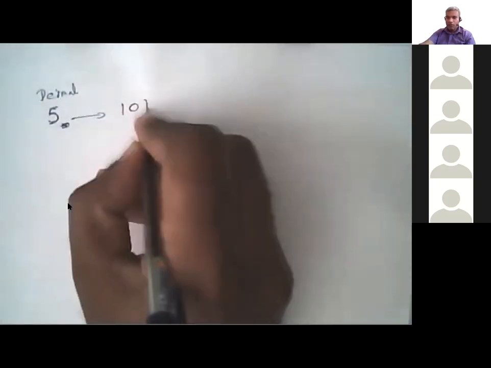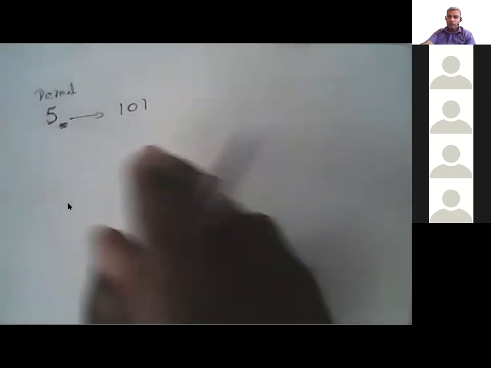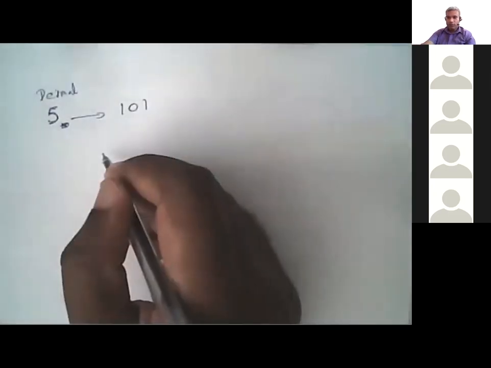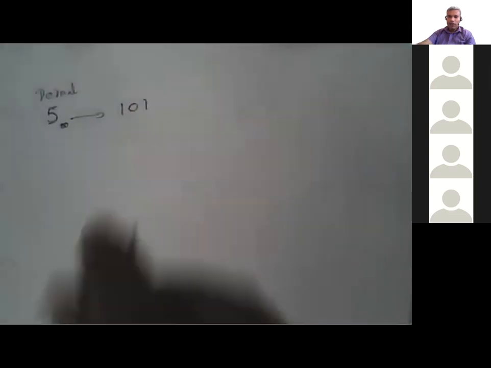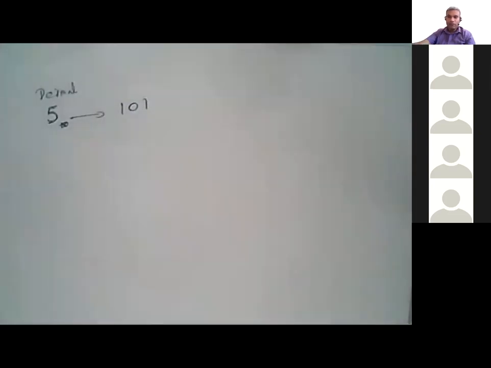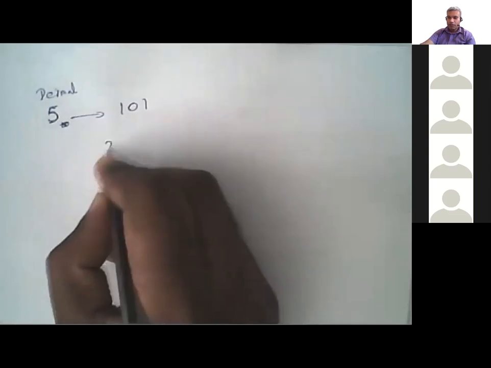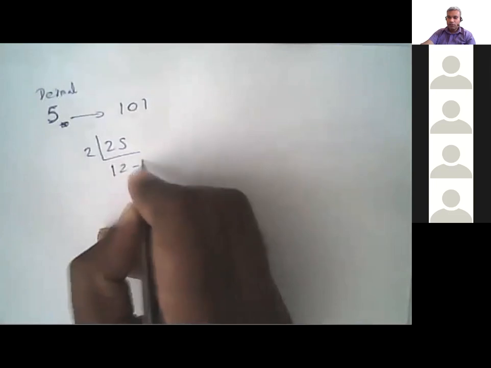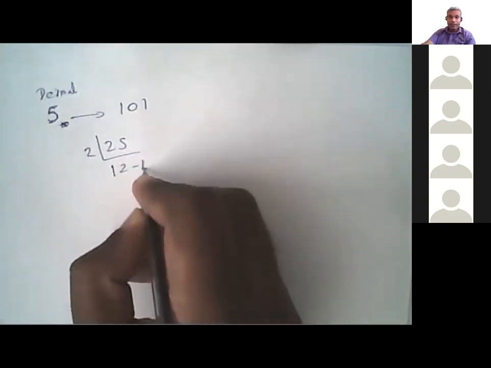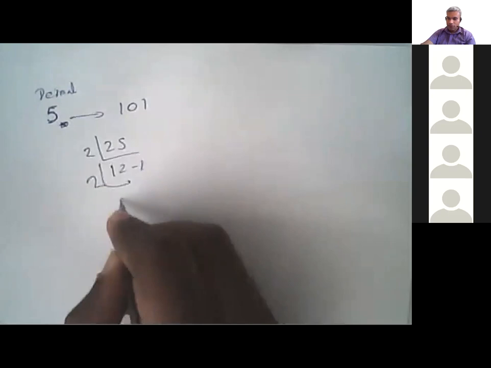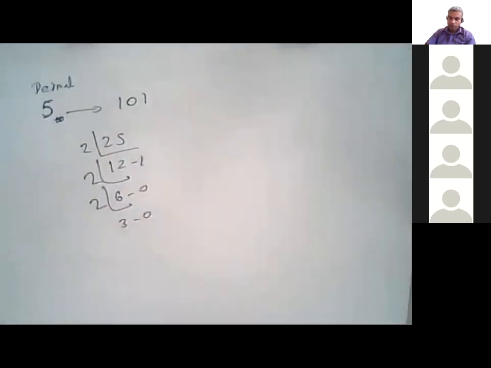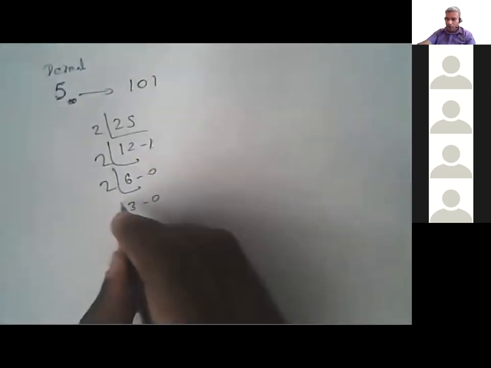Yes, it's 101. This method of representing is known as the magnitude representation. So how do you do it? If you have a very large number, how are you going to do the conversion? Let's say something like 25. If you want to convert it to binary, you start dividing it by 2 and start writing the remainders here.